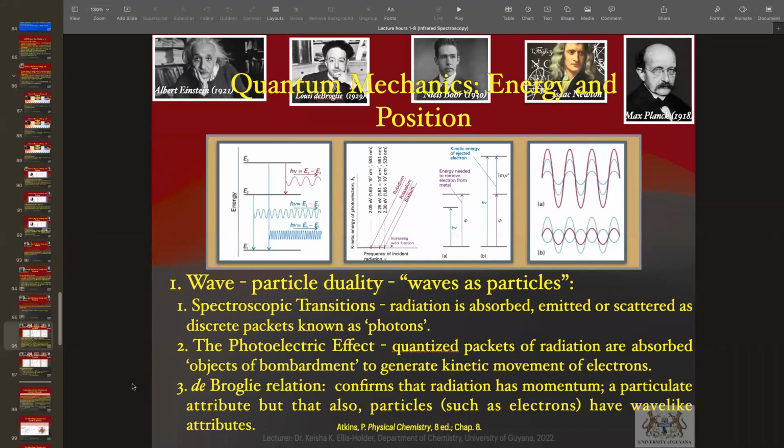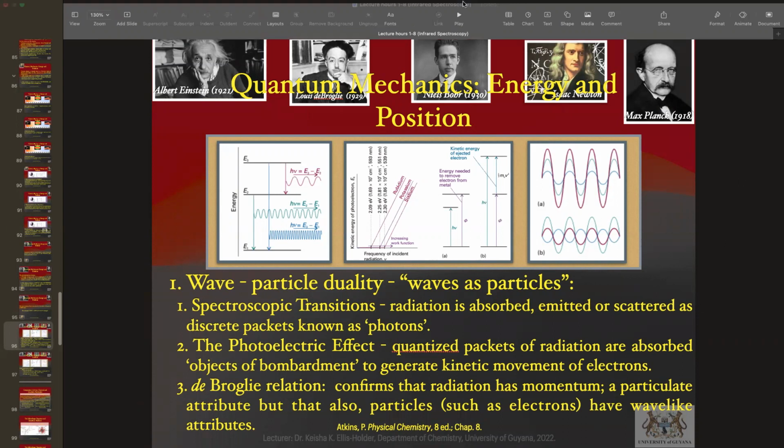And I apologize for the slide being so compact, but I was trying not to make a lot of slides with a lot of things, because I really want to get to the spectroscopic part of things, right?